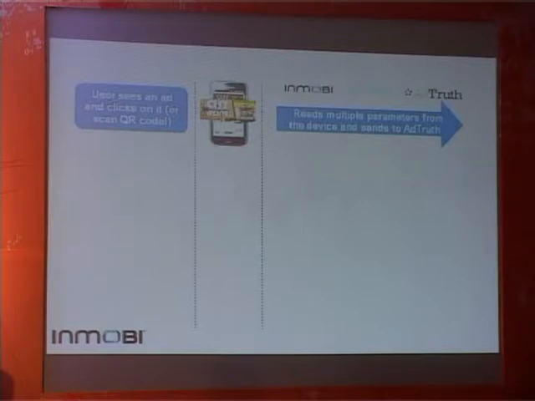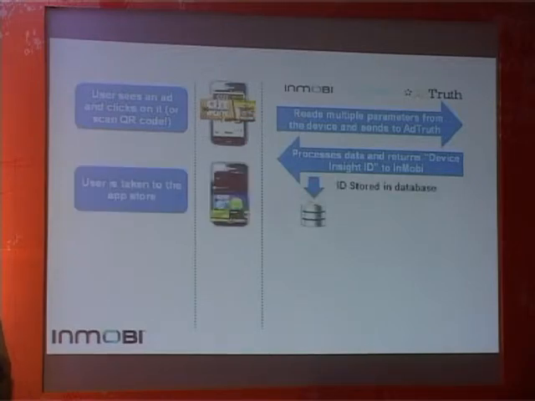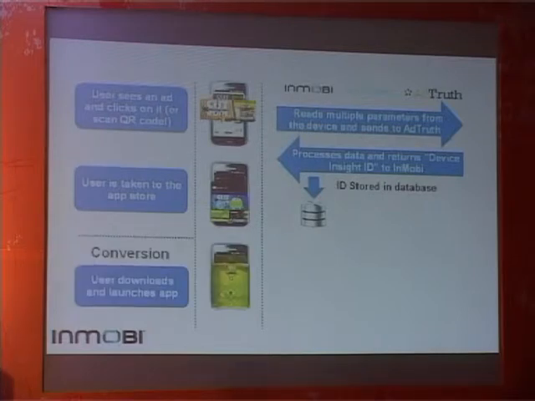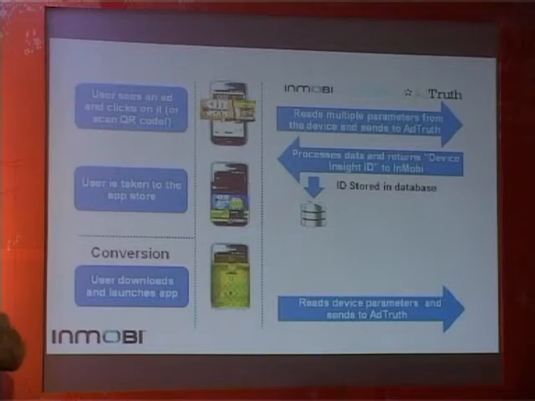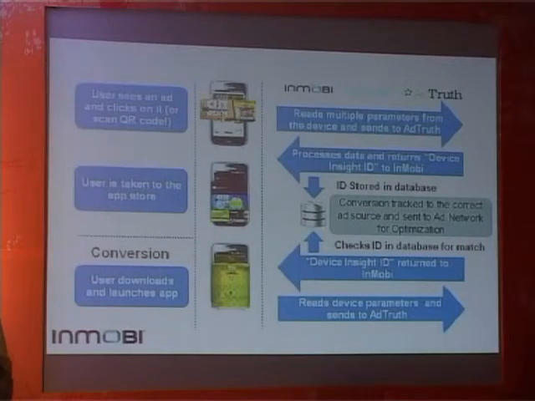How does it work? Basically, the user will see an ad or a banner and be interested in the product or the application and click on the banner. InMobi Ad Tracker will read a lot of parameters on the application or in the browser and send that to AdTruth. AdTruth will return to us a device ID for that application, and we'll store it in the database. The user will then be taken to the App Store, will download the application, and will launch the application for the first time. And we have an SDK in the application that will do the exact same thing. Read the device, receive the ID, and then we can match it and track the conversions to a unique source, and then ping back the networks for optimization if optimization has been integrated.